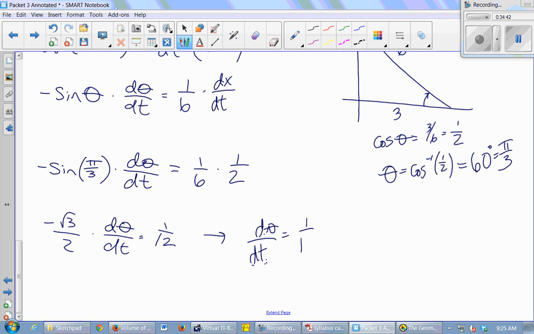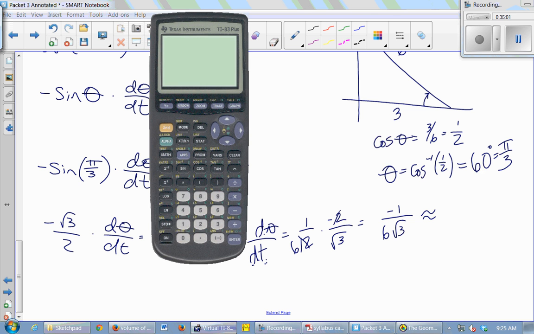So it would be 1/12 times 2/√3, which would be negative 1/(6√3). And if I wanted, I could rationalize that denominator, but I don't care because I'm just going to get a decimal anyway. Negative 1 over 6 radical 3. And I get negative 0.096.